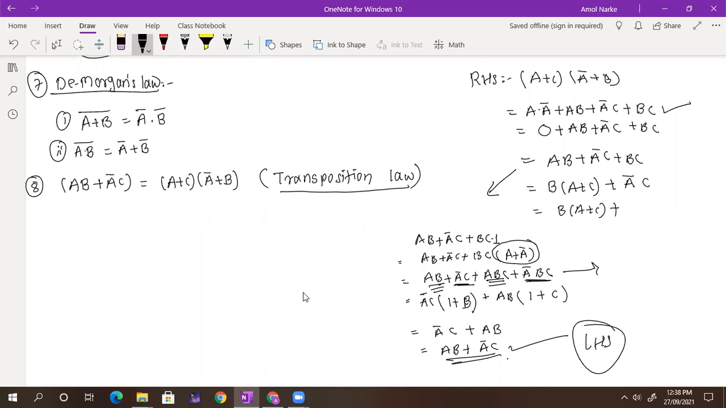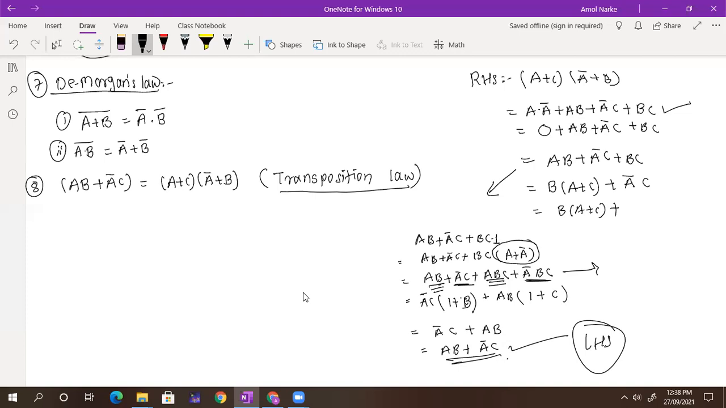From here, not 1 plus B. What is 1 plus B? 1 plus anything is always 1. So this value is 1, this value is 1. So A bar C remains as it is, AB remains as it is, and I just use the commutative law again. So I will get this one. So this is the proof of that statement.